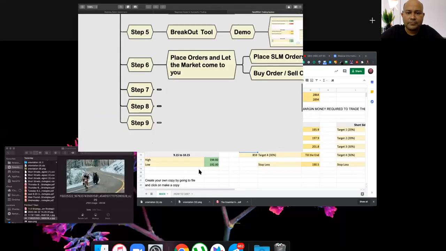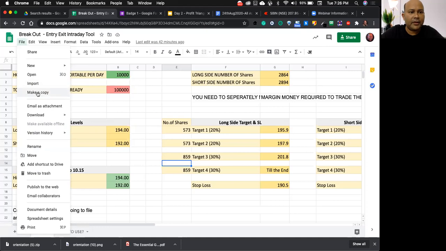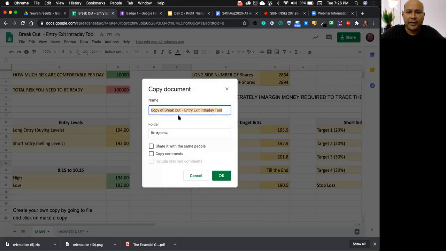Now, if you look at this tool, I'll share this link with you immediately after this session. The way to access this tool is not by clicking on share. The way to access this tool is click on file, click on make a copy, and write your name, and it will be yours. Nobody else will be able to edit that. Is this clear? How many of you, this is super clear?